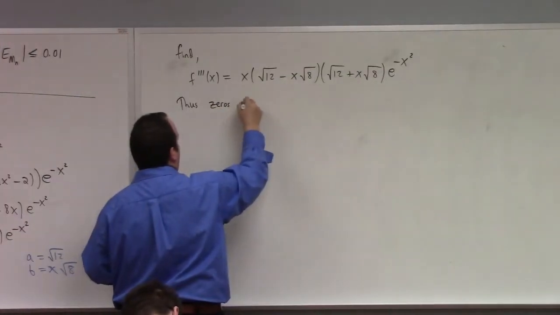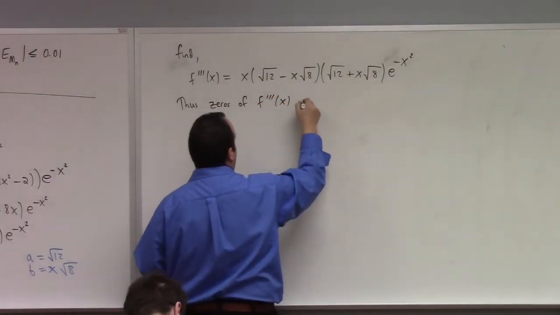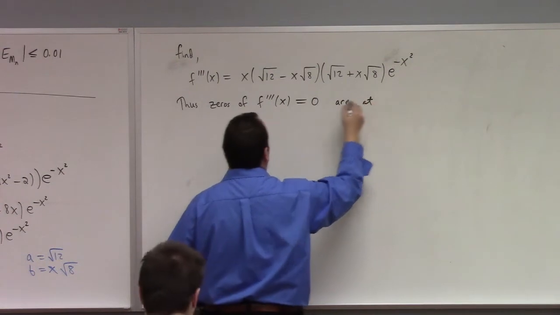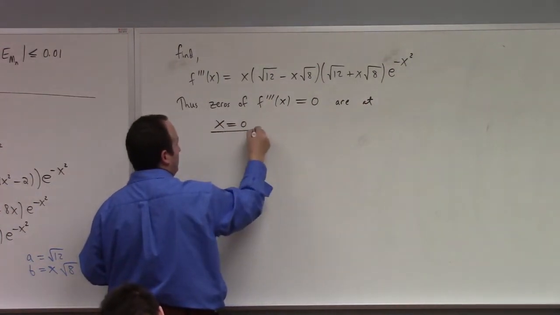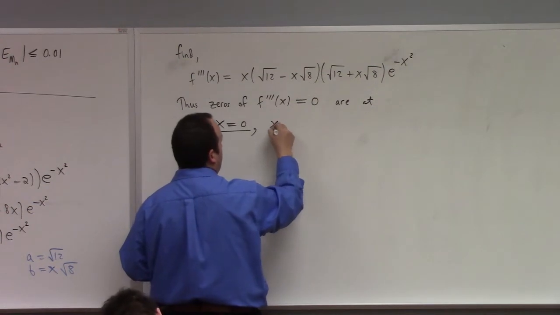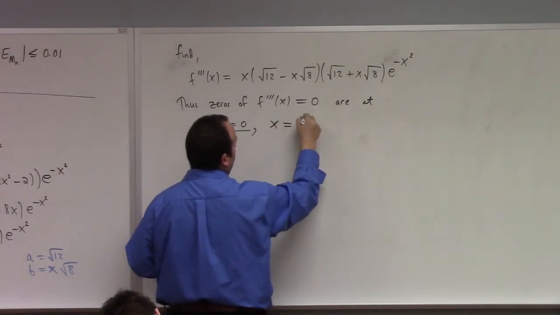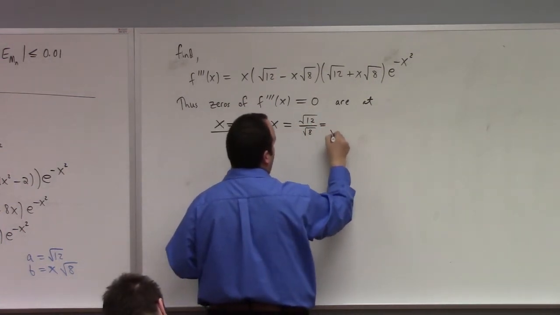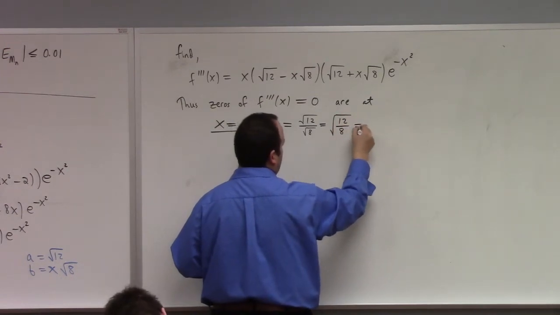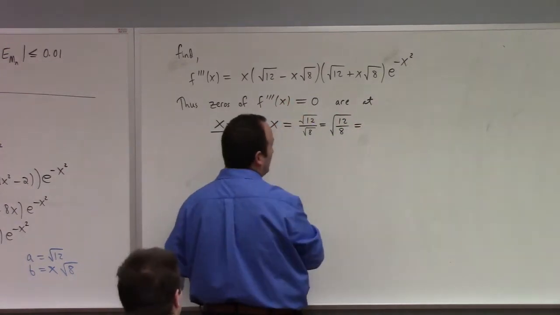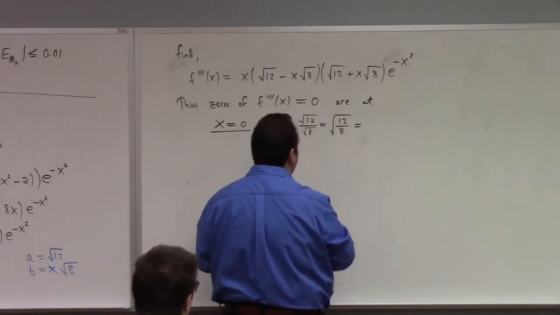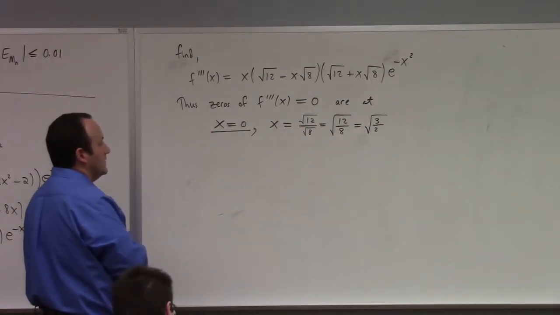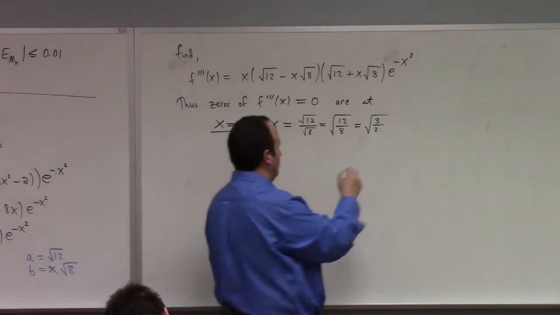Thus, zeros of f prime prime prime of x, in other words, looking for this equal to 0, are at where? x equals 0, right? And also x equal to what? Square root of 12 over the square root of 8, right? Oh, that's the square root of 12 over 8. What is that? Three halves? Square root of 3 halves, whatever that is. And also where?